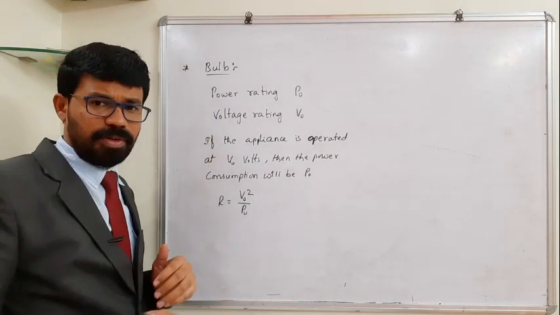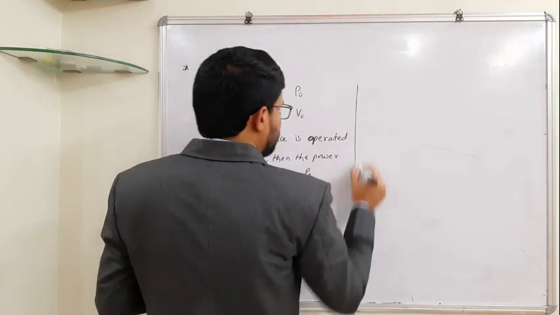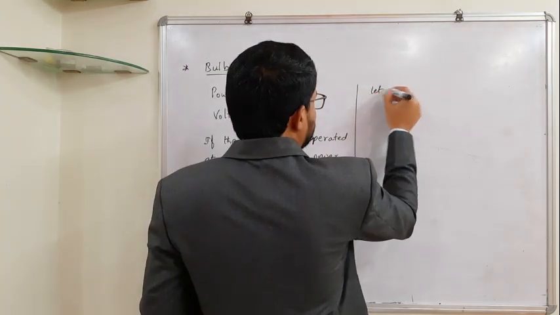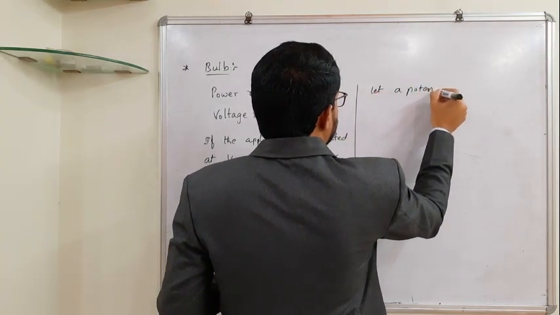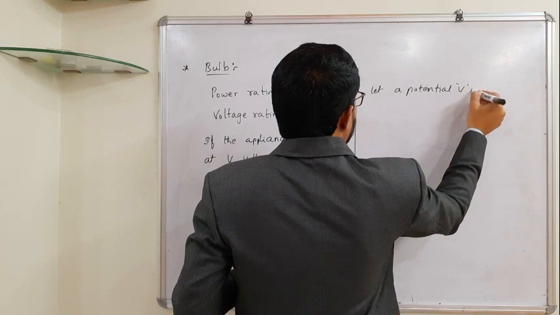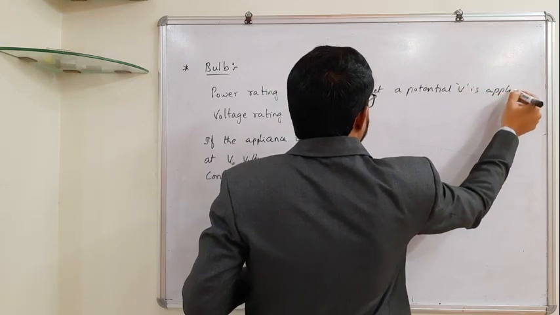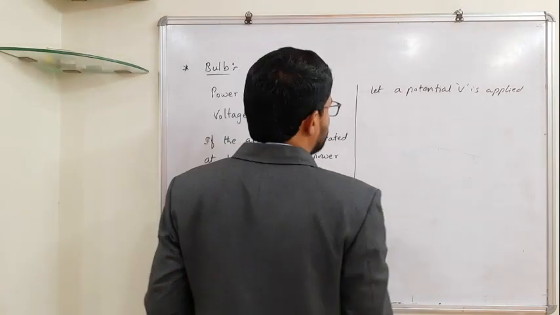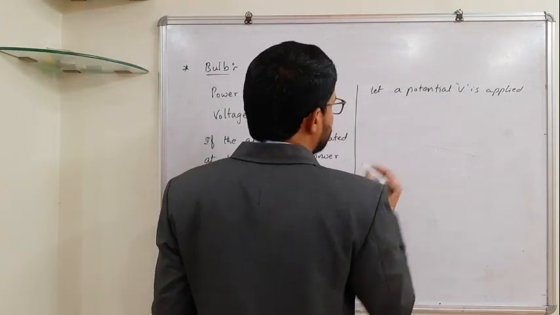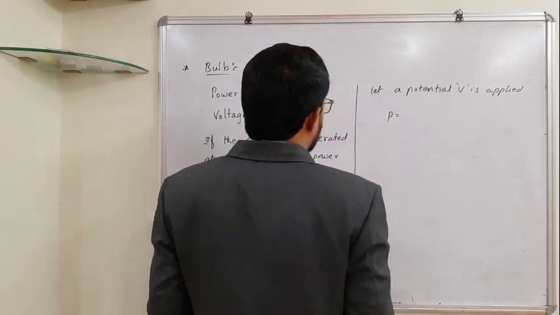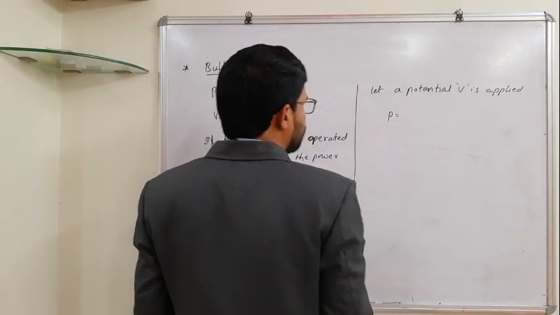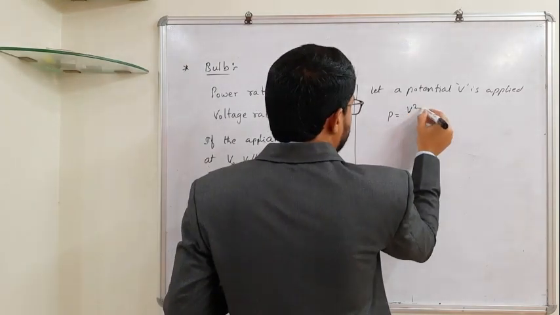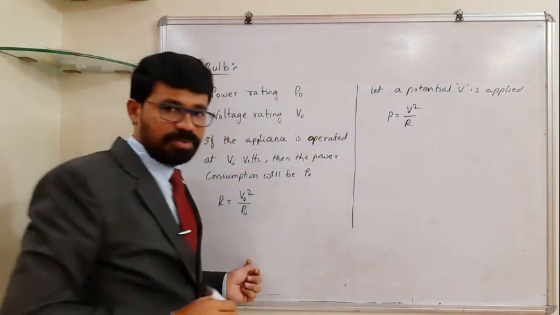Now we have got the value of resistance. Let us say a potential V is applied across the bulb. Let us say that V is less than V0. If that is the situation and you wanted to find out power consumption, what you can write? Power consumption in this bulb, which is connected across a potential difference V, can be written as V square by R.